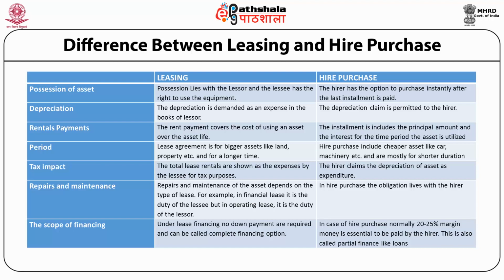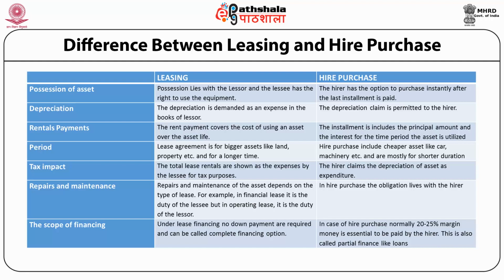Rental payments. The rent payment covers the cost of using an asset over the asset life, whereas in case of hire purchase, the installment includes the principal amount and the interest for the time period the asset is utilized. Period. Lease agreement is for bigger assets like land, property, etc., and for a longer time. Hire purchase includes cheaper assets like car, machinery, etc., and is mostly for a shorter duration.